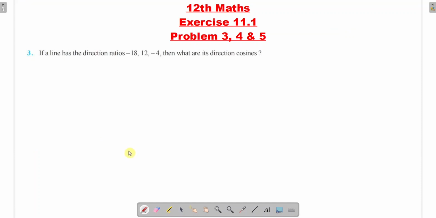In this video we will solve problems 3, 4 and 5 of exercise 11.1 of 12th class math. The third problem is, if a line has the direction ratios minus 18, 12, minus 4, then what are its direction cosines? So we are given direction ratios of a line, we have to find their direction cosines. So let us solve.